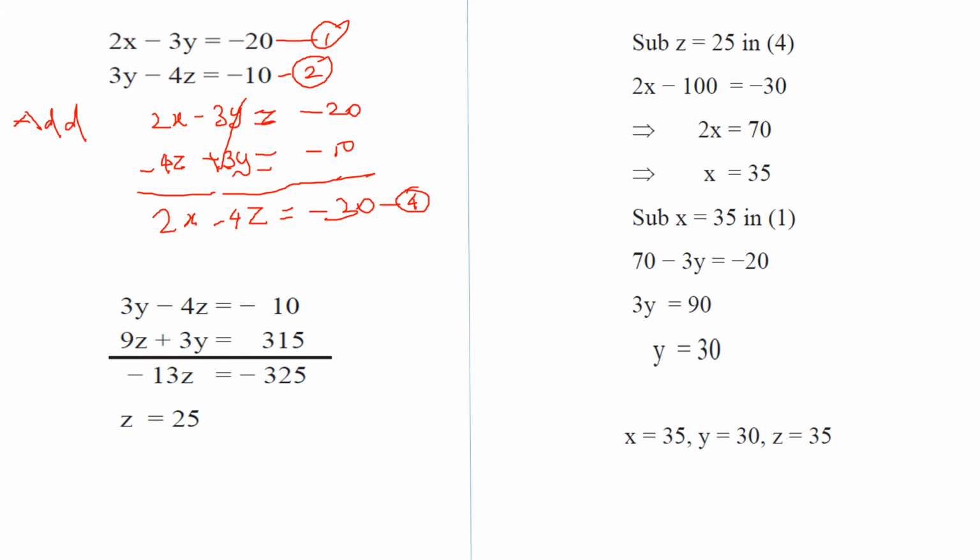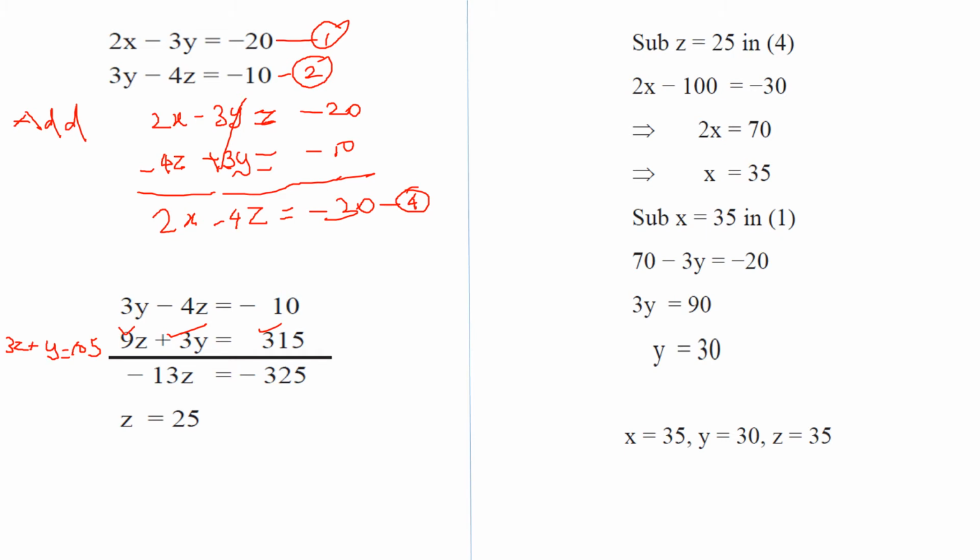Next I am comparing another two equations. So I am writing the second equation first and the third equation, 3z plus y equal to 105. So this equation multiplied by 3. 3z into 3, 9z; y into 3, 3y; 105 into 3, 315.